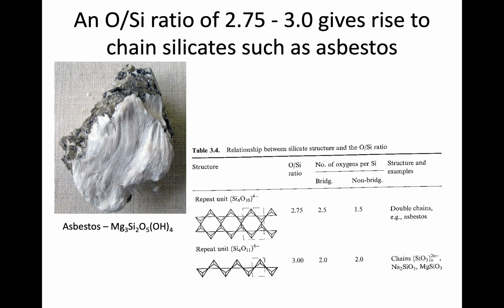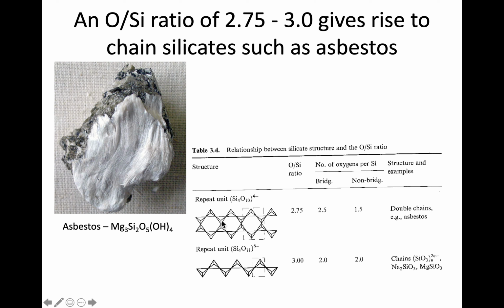All right, so we talked about the three-dimensional structures, we've talked about the planar structures, and the last one here I want to talk about in this module is these more linear structures, which are chains. And there's actually two types. There's what we call a double chain, which has an oxygen to silicon ratio of 2.75. And then we have a single chain, or just a chain, where the ratio is 3.